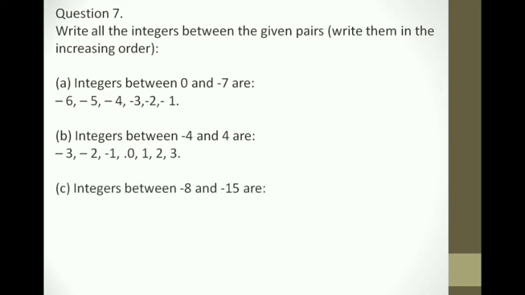Integers between negative 8 and negative 15. Now look here, both are negative numbers. So which one is smaller?